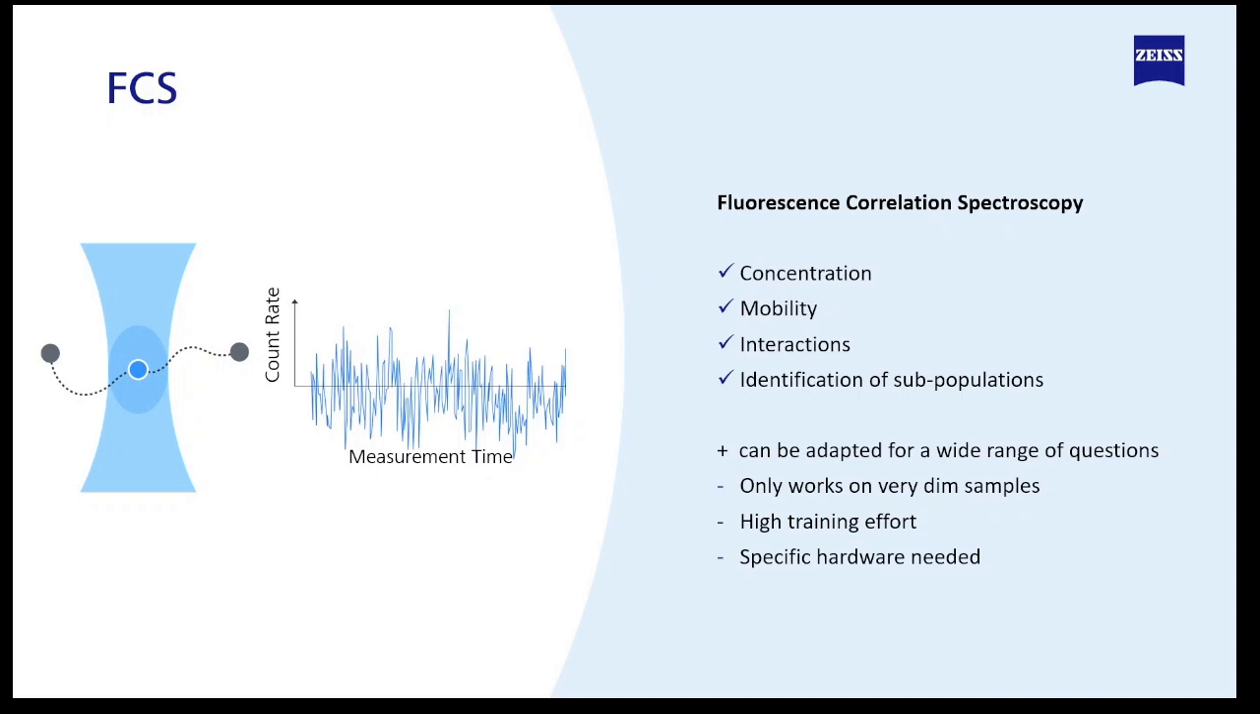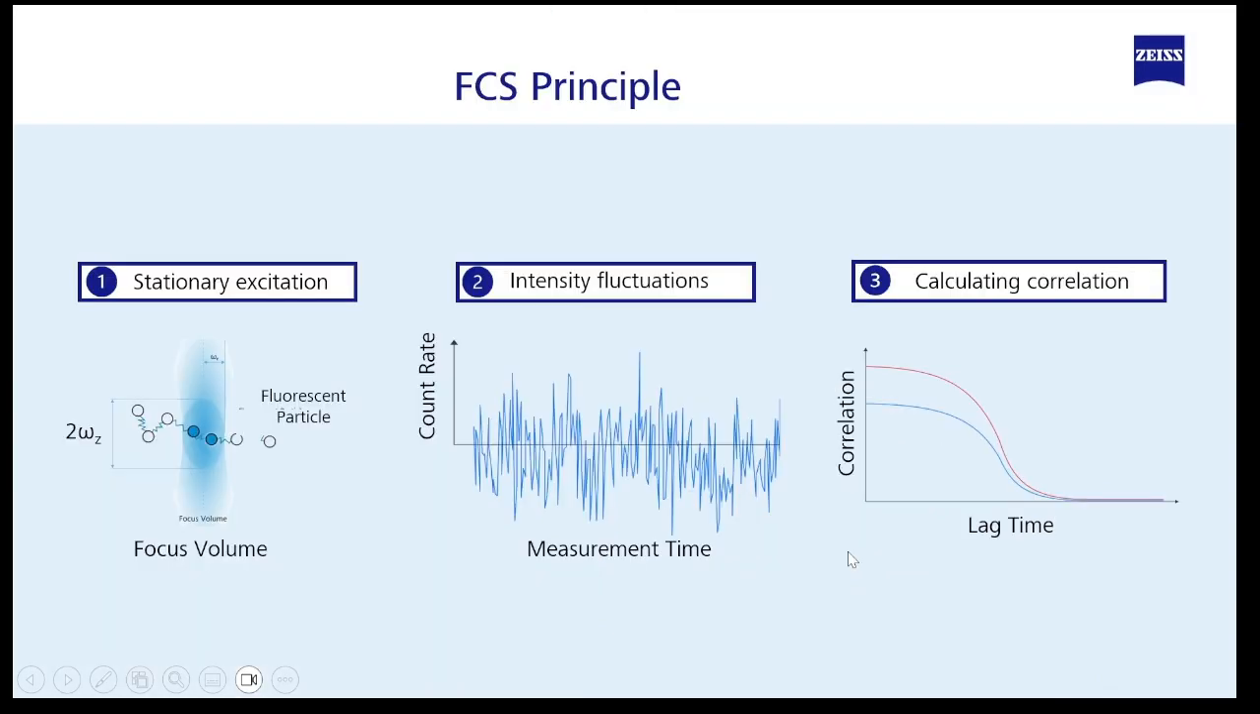This FCS technology can adapt to a wide range of questions, but it also has some drawbacks. For example, it only works on very dim samples, and most of the time high training effort is needed, and specific hardware is needed. Let's have a closer look at what FCS is.